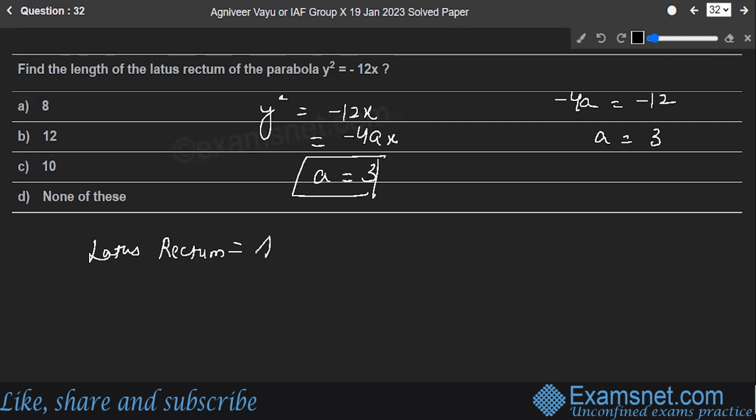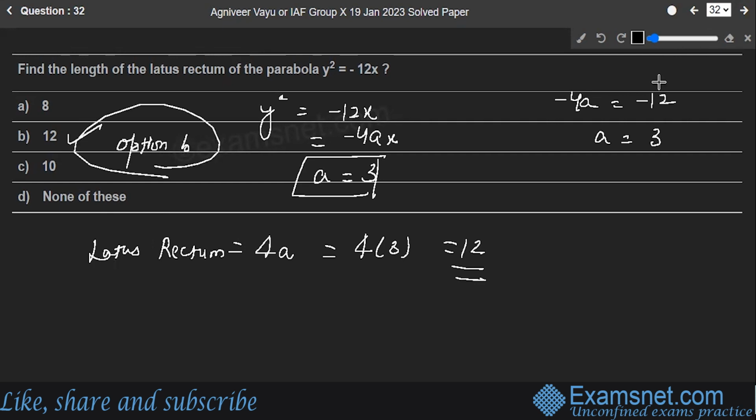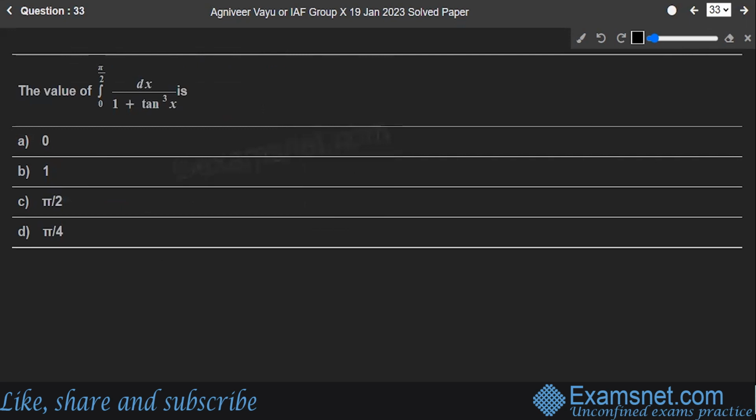It is equal to 4a. A we calculated, it was 3. So latus rectum is equal to 12 units. Option B. Right? I hope you got this. Next is question number 33. What is the value of this integral? Limits from 0 to pi by 2, 1 upon 1 plus tangent cube x dx.